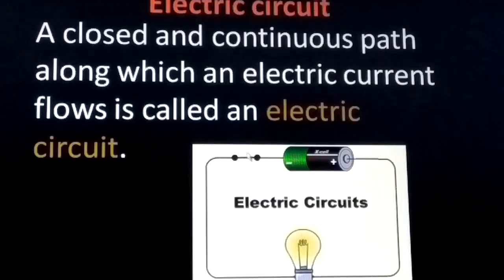Here it is a plug key. When both the positive and negative terminals are connected to the bulb, electric current passes in the circuit, which is absorbed by the lighting. So the bulb glows.